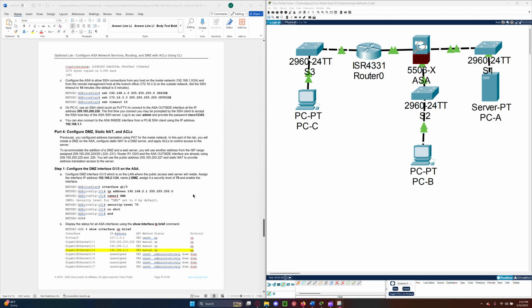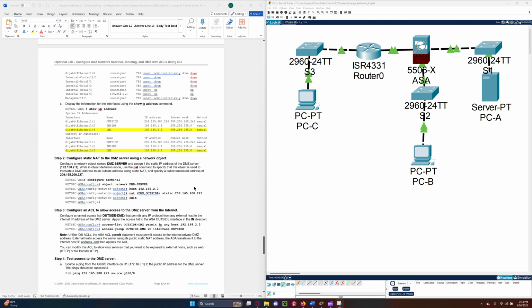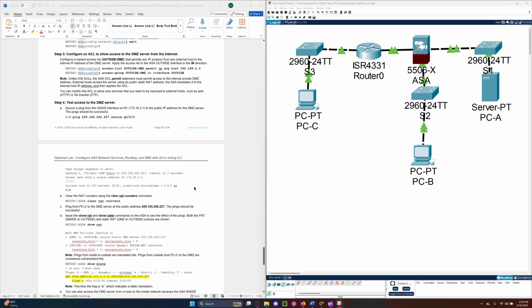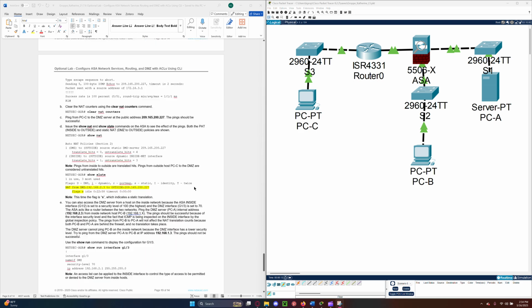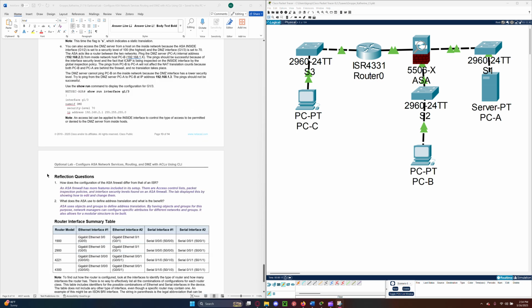Configuring the DMZ, the interface, I had no issues with that. The security level 70, I had no issues. I had no issues with the ICMP with showing the IP address. All of these commands worked. The access list worked as well, and testing it worked as well. I had no issues with it, and the XLate, I had no issues with it as well. I answered the reflection questions here.